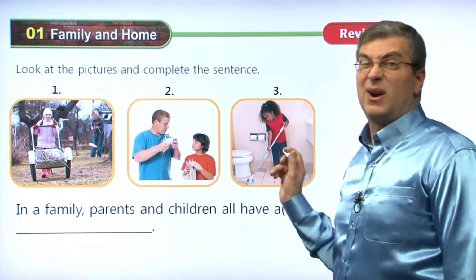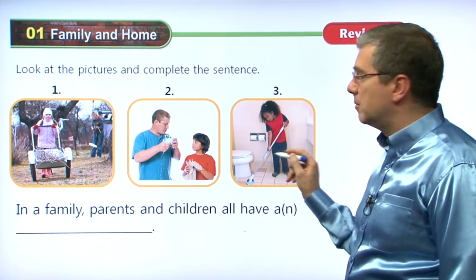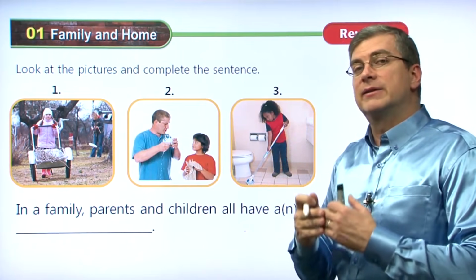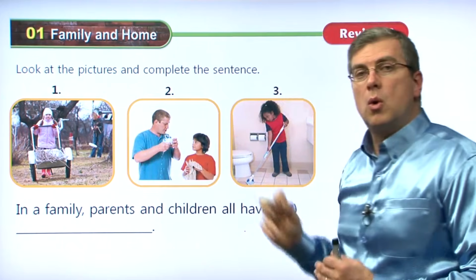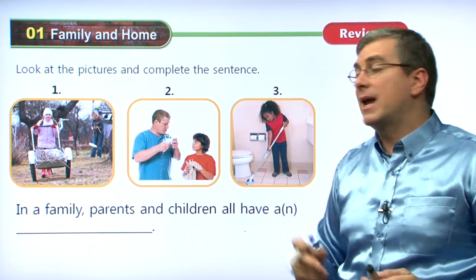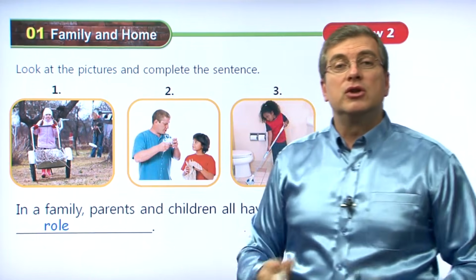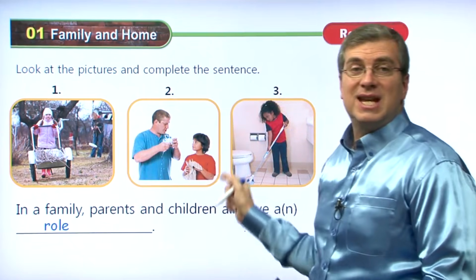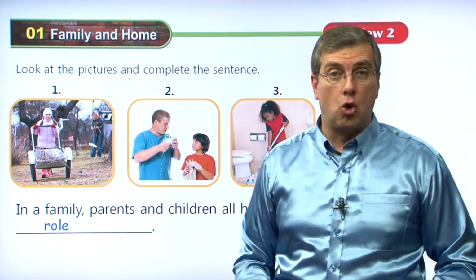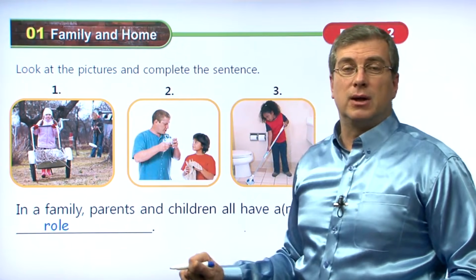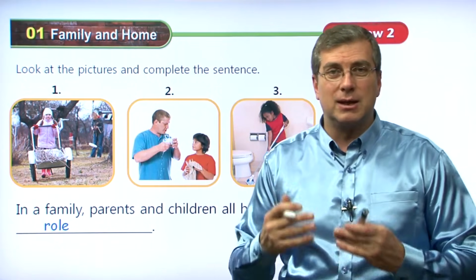Over here, poor girl, she looks very happy, doesn't she? But she's doing her chores, right? She's cleaning the bathroom. Kids do chores because that's the part that they play in the group. So in all of these pictures, we can see people who are playing what? They are playing a role. So in a family, parents and children all have a role, right? Children do chores. That's their role. Parents teach. That's their role. Again, children do chores. They help clean up the house. That's their role. So yeah, sure, chores are part of roles, but again, there are many different kinds of roles that people in the family play.